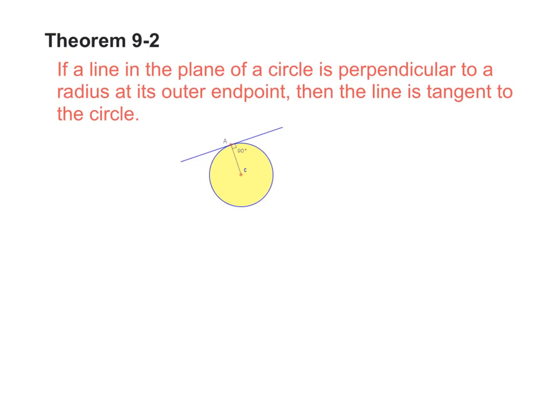Now let's talk about some more definitions. A line that is tangent to each of two coplanar circles is called a common tangent. Repeating, a single line that is tangent to two coplanar circles is called a common tangent. Okay? Now, there are two types of common tangents. There are common internal tangents and common external tangents.